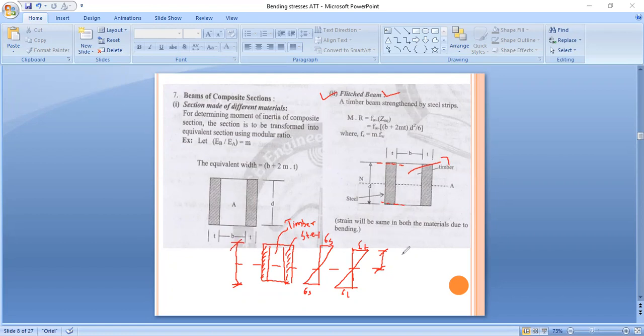So if the depth of neutral axis is the same for two materials, at that time we have to find out the total moment of resistance MR, which is equal to MR1, the moment of resistance for the first material, plus the moment of resistance for the second material. That is, total moment of resistance equals moment of resistance for steel plus moment of resistance for timber. So if the depth of neutral axis or extreme fiber length is the same, at that time this formula is applicable.